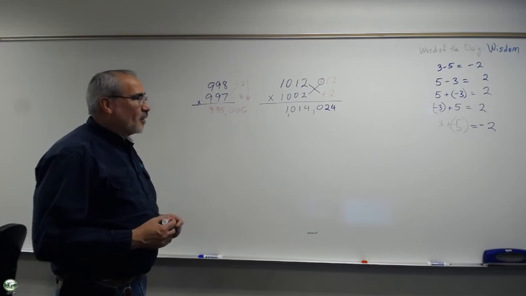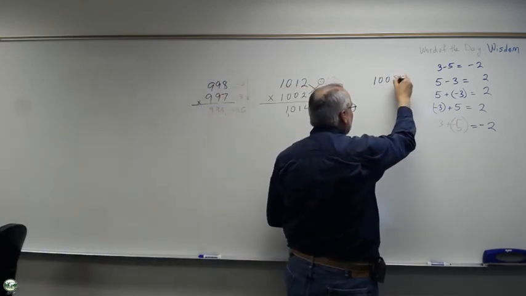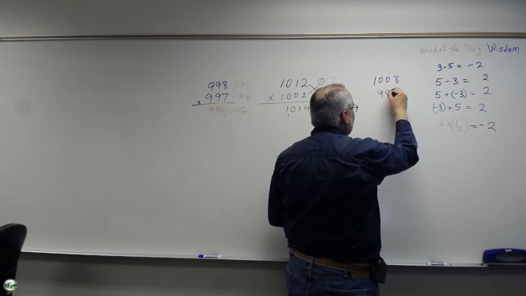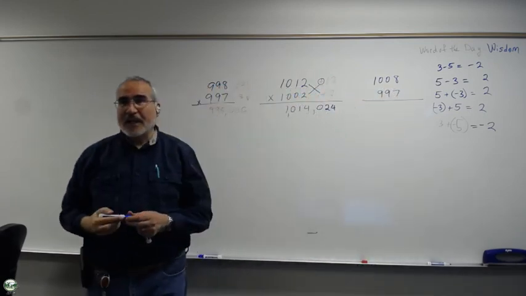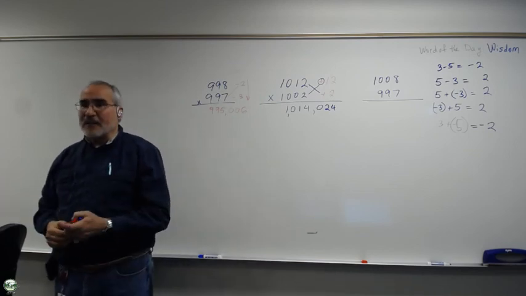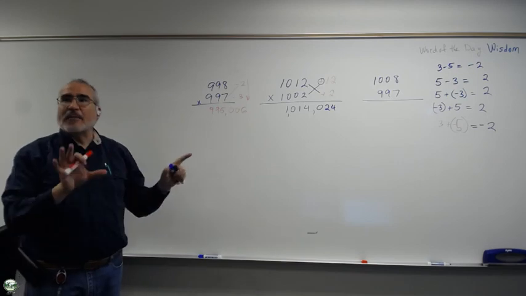One's above and one's below. So let's stretch ourselves. We'll do 1008 and we'll do 997. So the same process. I guess it's getting a little bit into sort of algebraic thinking, flexibility. It's not going to be on the test, so don't worry too much.